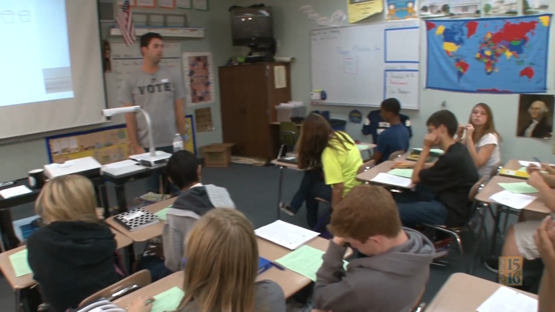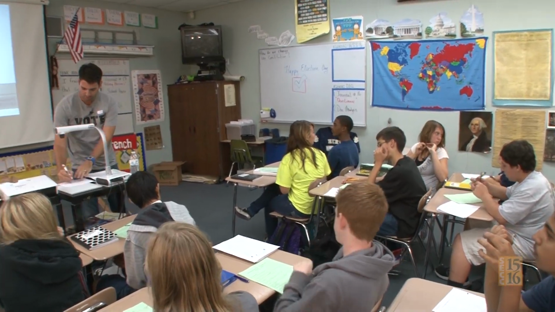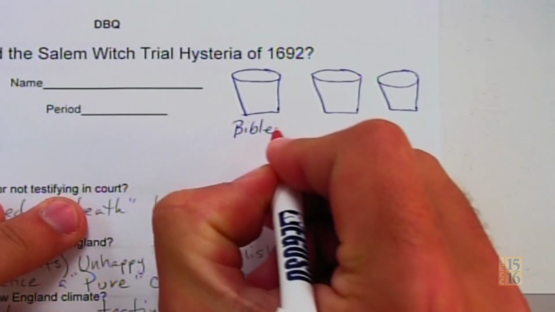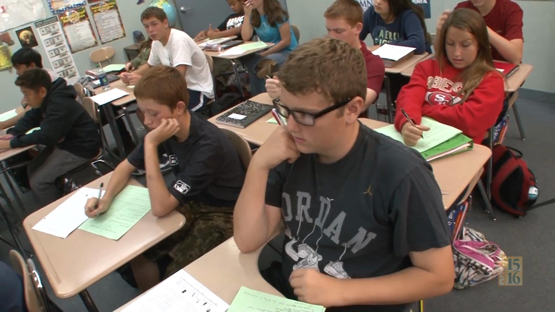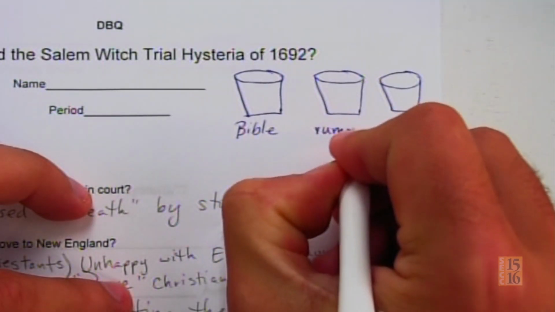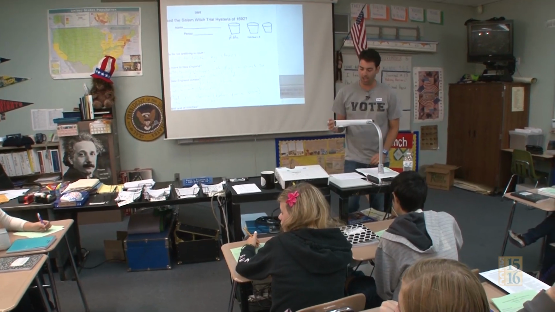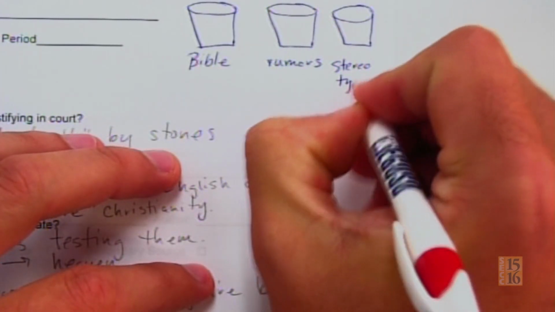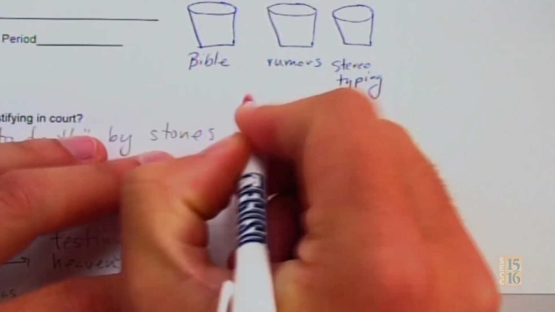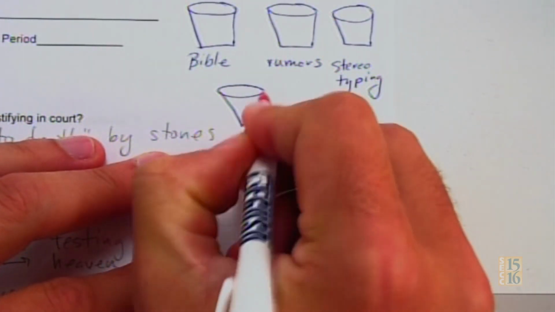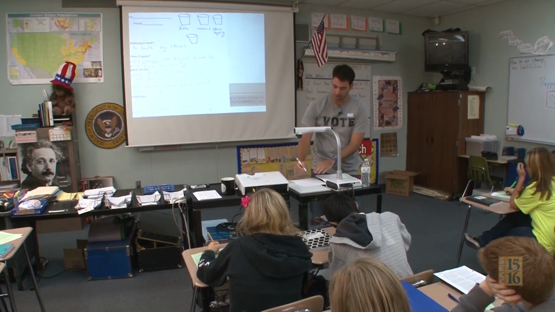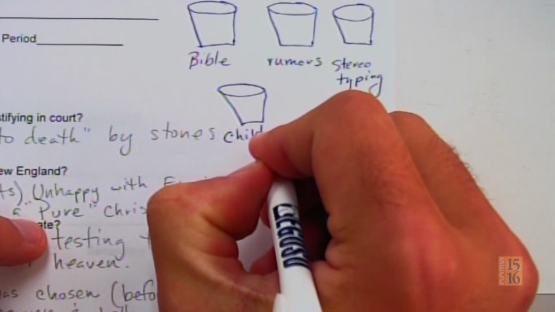Justin? Them believing in the Bible. Okay, so the Bible. Just rumors. Rumors. Okay, I like that. Rumors. A hysteria type. Okay, stereotyping. Weird behavior. Just weird behavior. Okay, so can we just say childish behavior? Is that okay? Yeah, awkward. Awkward behavior? Okay. Childish behavior, awkward behavior.